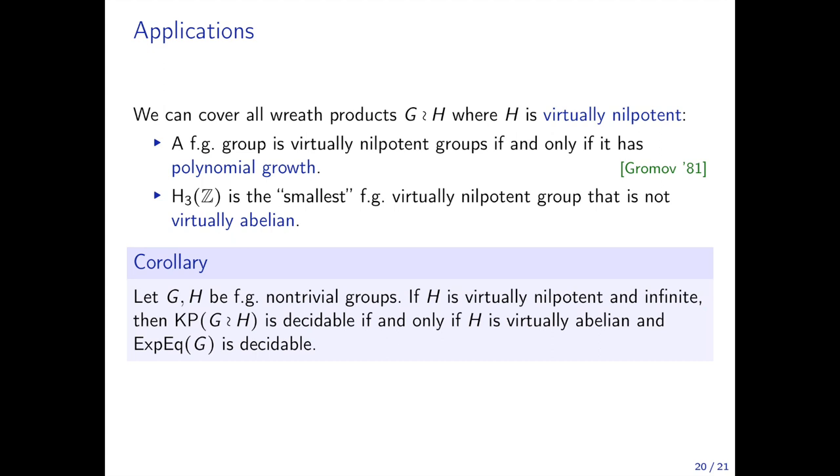If G and H are finitely generated non-trivial groups, and H is a virtually nilpotent and infinite group, then the knapsack problem of the wreath product is decidable if and only if H is virtually abelian and exponent equations over G can be solved. So basically, this precisely characterizes all wreath products where knapsack is decidable in the case that H is a virtually nilpotent group.